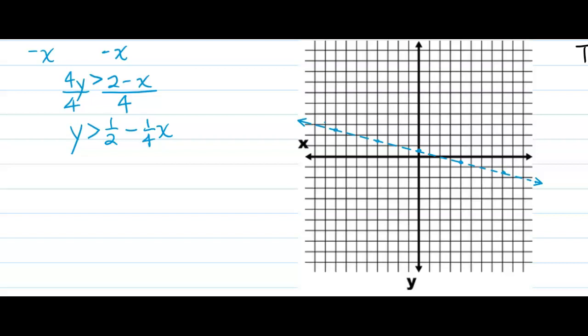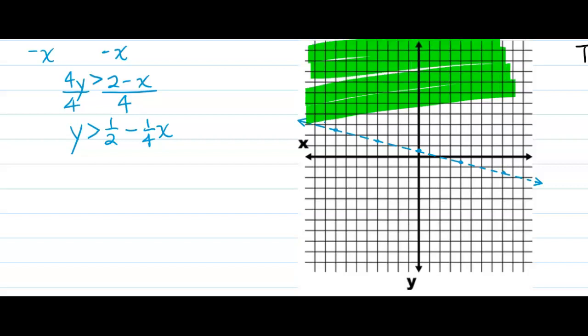Now we need to shade. As long as you have y on the left and your inequality is in slope-intercept form, this tells me to shade above the line. Shade greater than the line. So I would shade above the line.